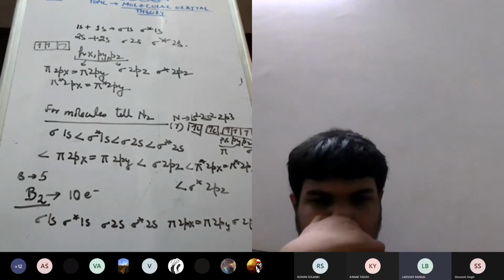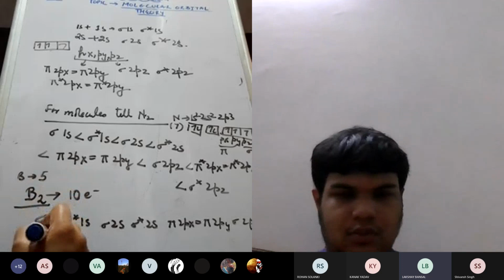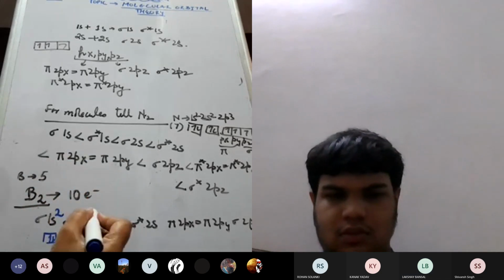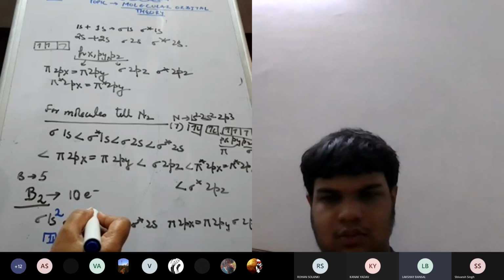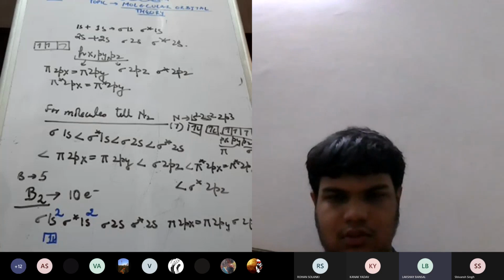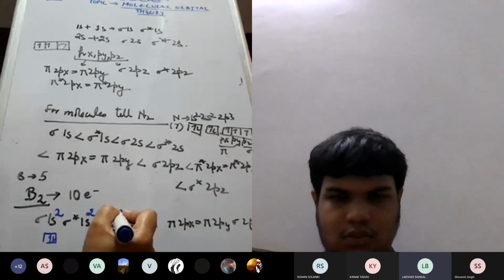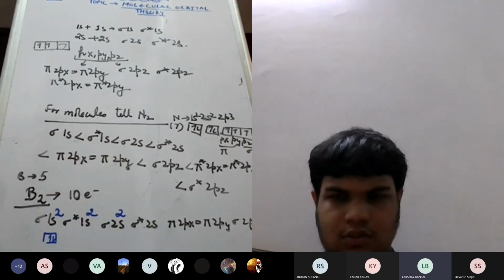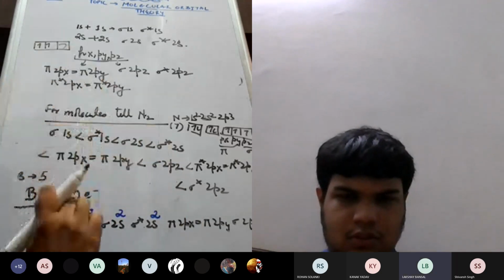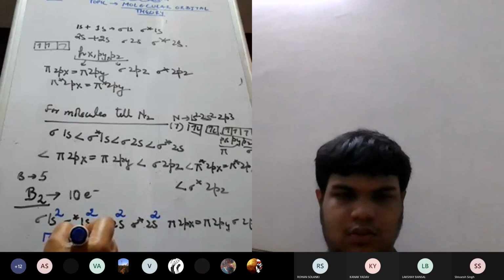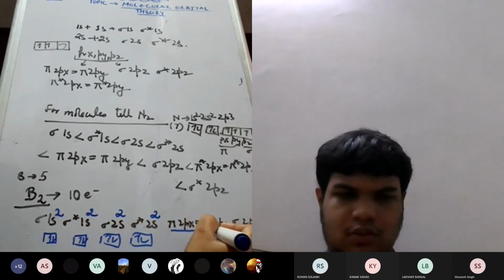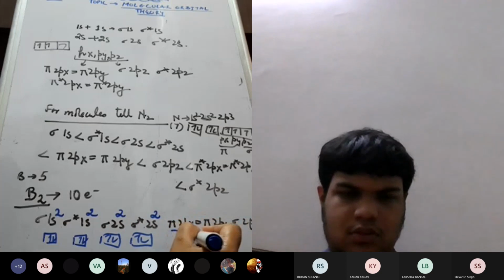Ma'am, sigma 1s2, because a single orbital can contain 2 electrons. Then sigma anti-bonding 1s2. Then sigma 2s2. Sigma anti-bonding 2s2. Yes. Now see, there is the 1s orbital. Now, how many pi orbitals are these? These are 2 orbitals and their energies are the same.